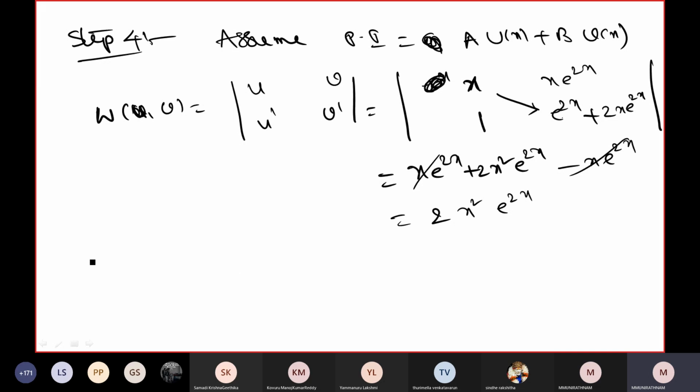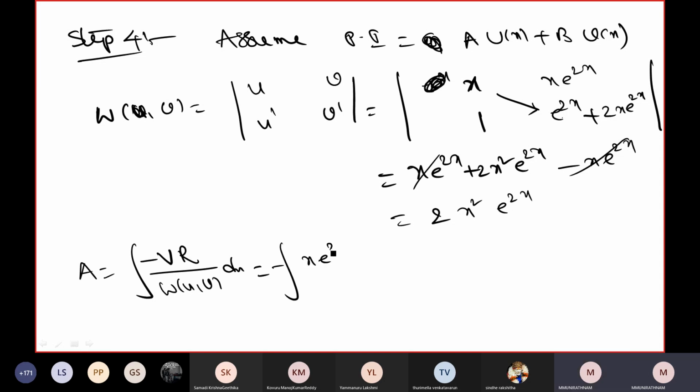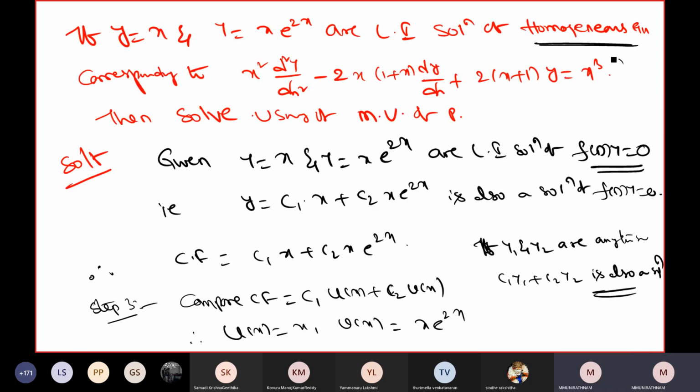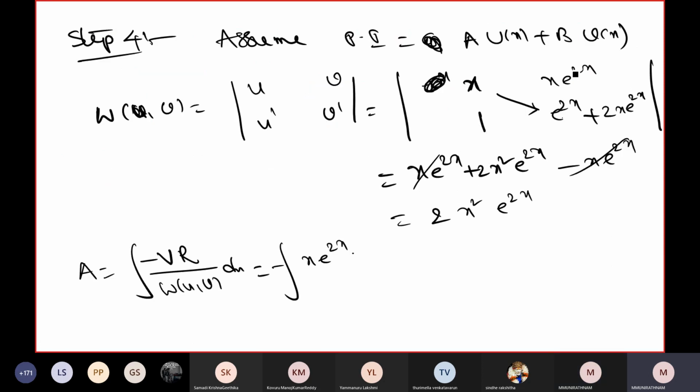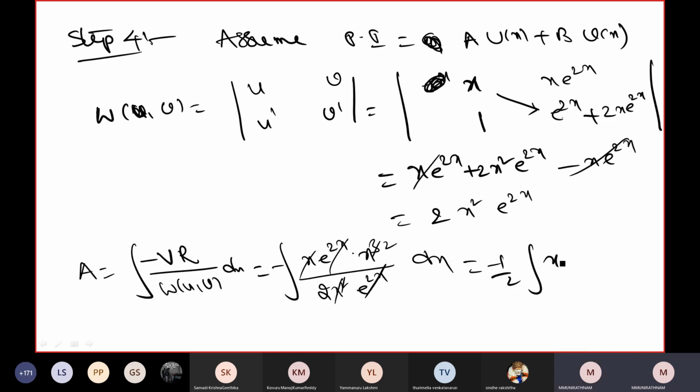Okay, now. So A is integral minus v into r by wrong chain of u comma v dx. So what is v? V అంటే x into e power 2x. R అంటే? What is r here? x cube. Okay, x cancel అవుతుంది. x square dx.